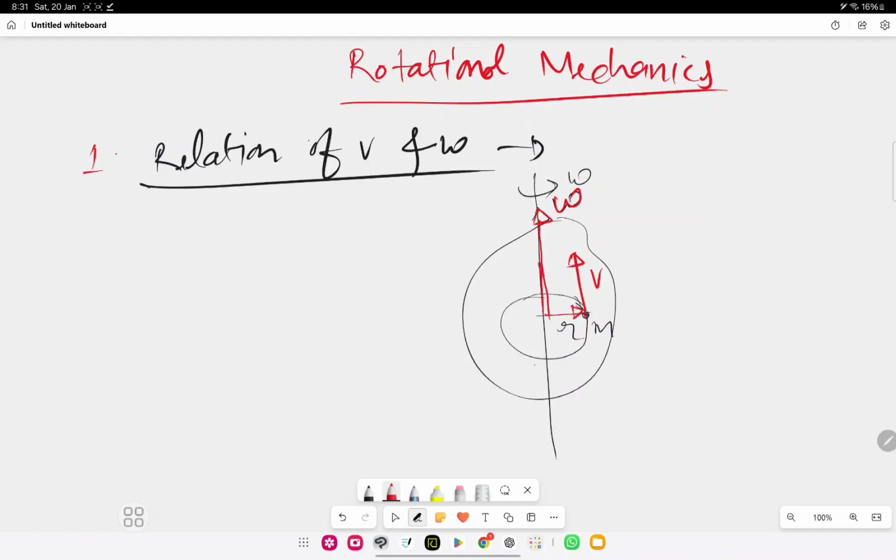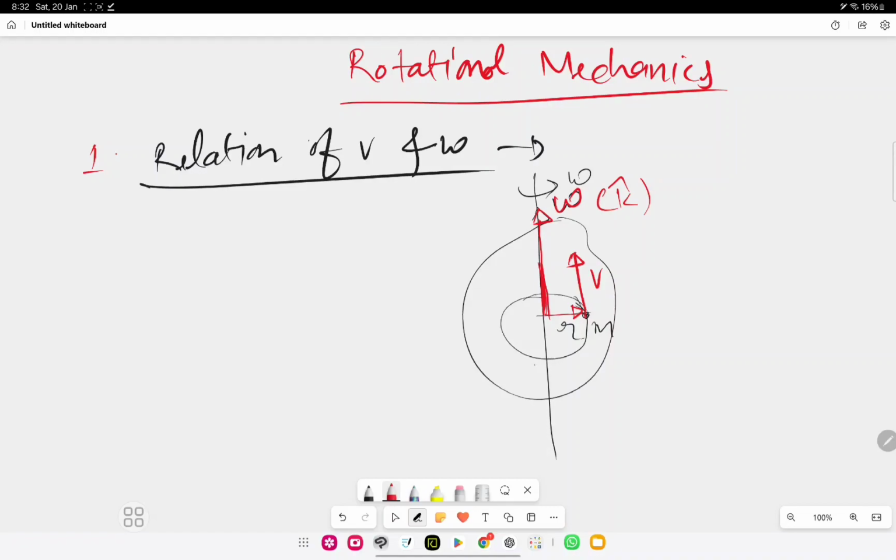So these are three vectors. If you look at these three vectors, what do you see? This omega is actually along k cap. Why along k cap? Because the axis of rotation is perpendicular to the plane of the body. You can assume this body to be a disc or ring or any other shape. So basically omega is perpendicular to the plane of the body.